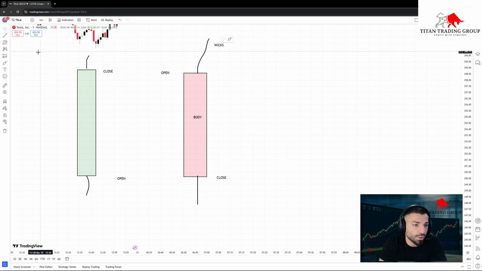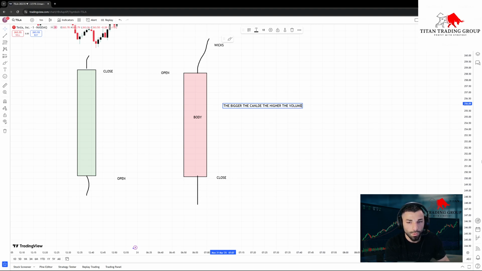Obviously, the bigger the candle, the higher the volume, which equals momentum. Okay.